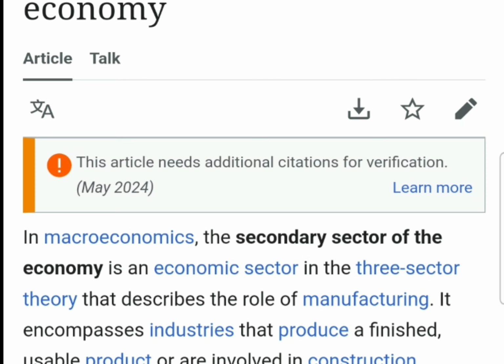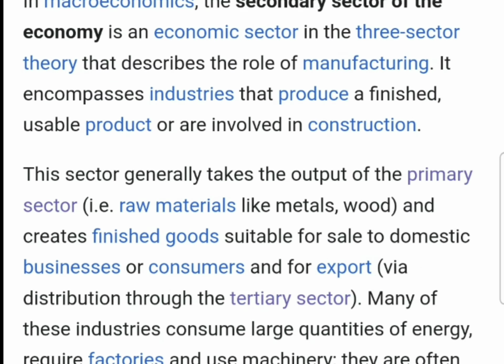The secondary sector produces finished, usable products and is involved in construction. This sector takes the output of primary sectors, raw materials, and creates finished goods suitable for sale to domestic business or consumers and for exports.